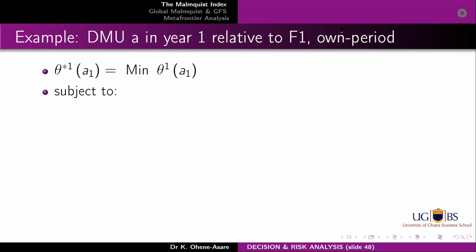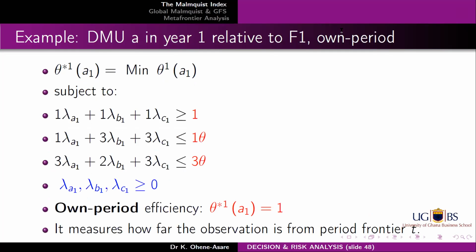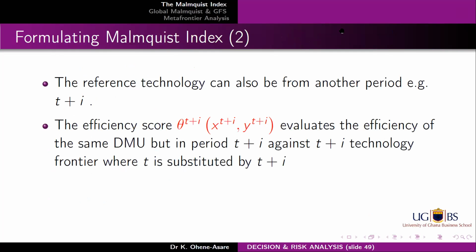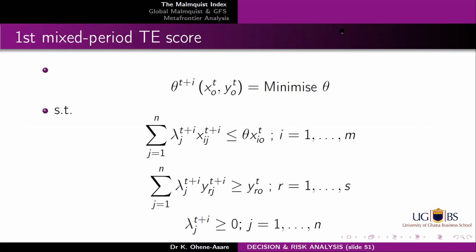Let me see whether I can show you a typical example. So this is the second one that we did, for the own period efficiency score. And this is the cross period efficiency score. This is how you formulate it.